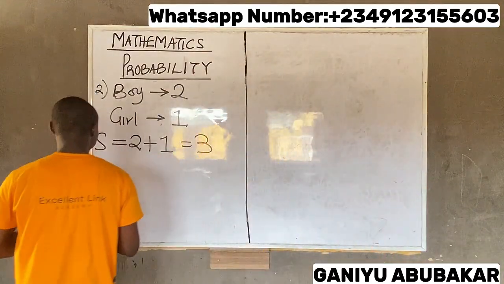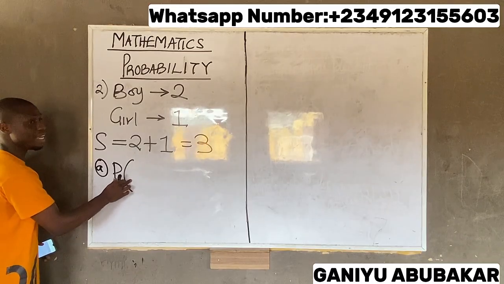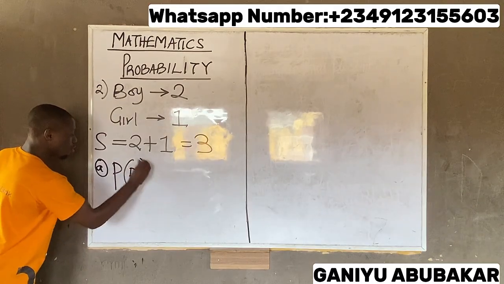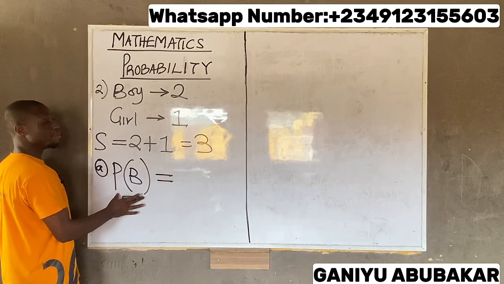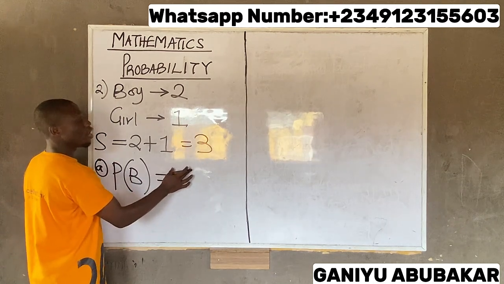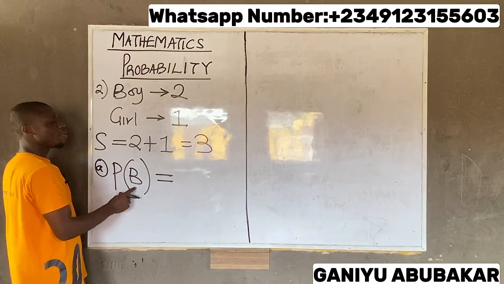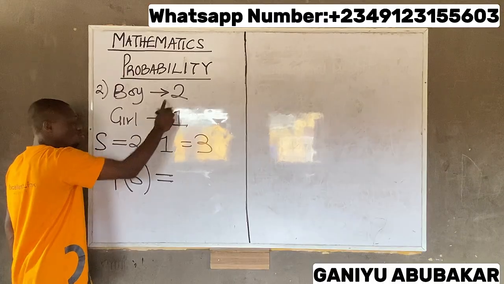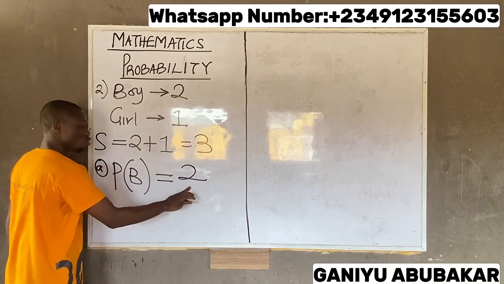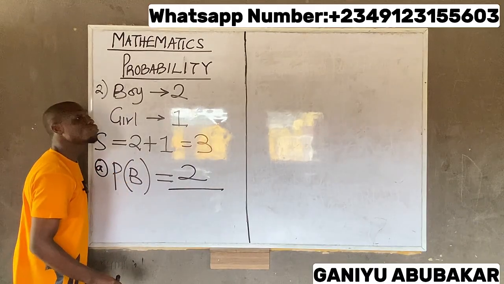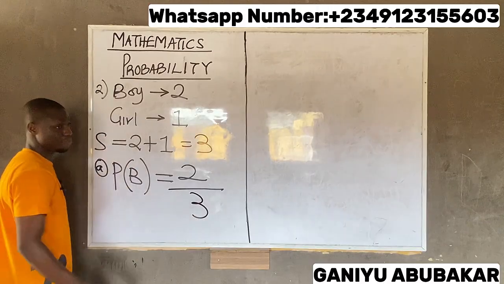Now I will come here, question A. The probability of sponsoring, what's the event here? A boy. And this is equal to, the probability of sponsoring a boy will be equal to all possible outcomes of that event. The event here is boy. So all possible outcomes of boy is 2, all over the total outcome, or I call it the sample space. And that's 3.